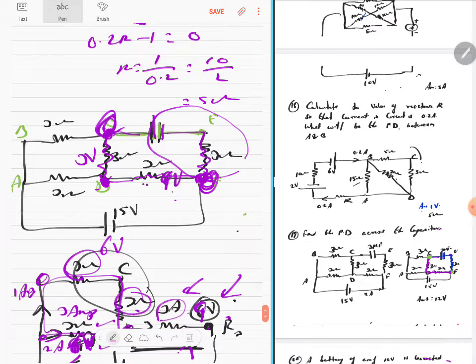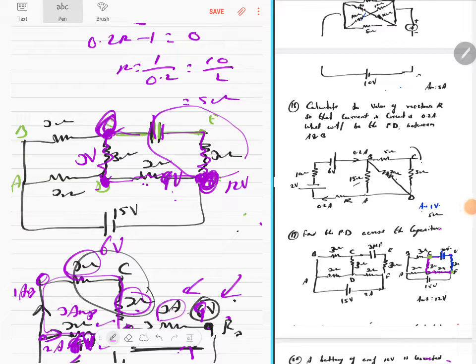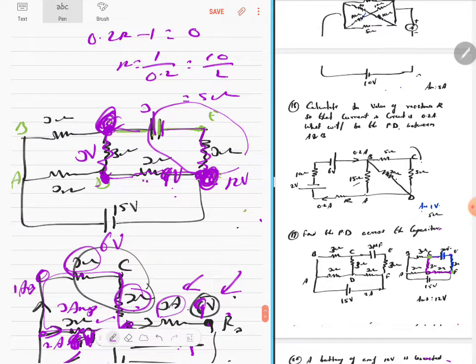Yeah, 12 volts. Now we have to find the current through here. This itself is 12 volts. Now you know this voltage, from here to here, is 12 volts, and that will be the same on the top circuit. You know the capacitance of this capacitor is 3 microfarad, and this resistance is 3 ohms.